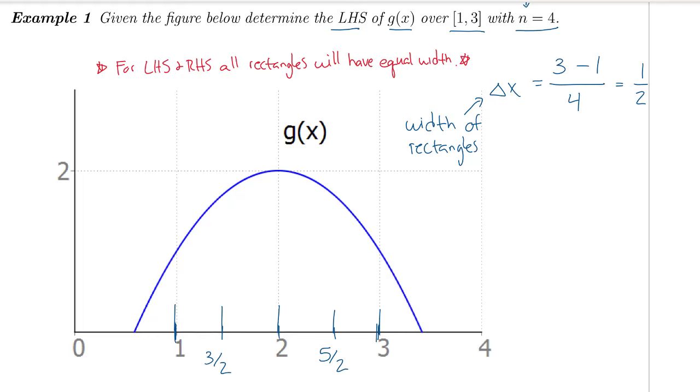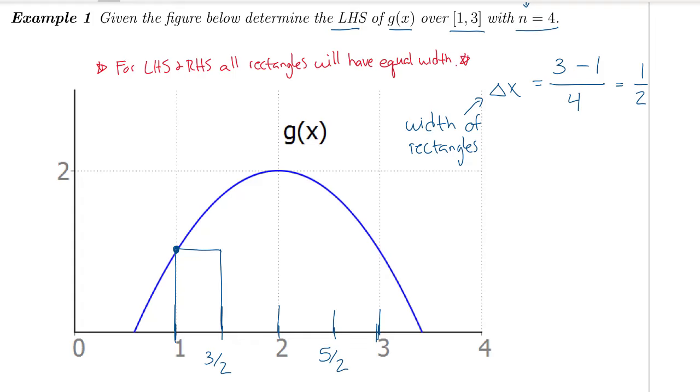So starting on the left-hand side, we look at each subinterval. So we're looking in this first example from 1 to 1.5 or 3 halves. And the left-hand sum says that our height should come from the height of the function using the left endpoint. So the left endpoint is 1, and so we find the function value, and that is the height of that rectangle. So draw the line over and down once you hit 3 halves.